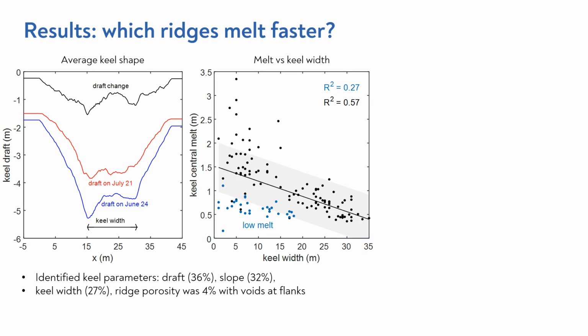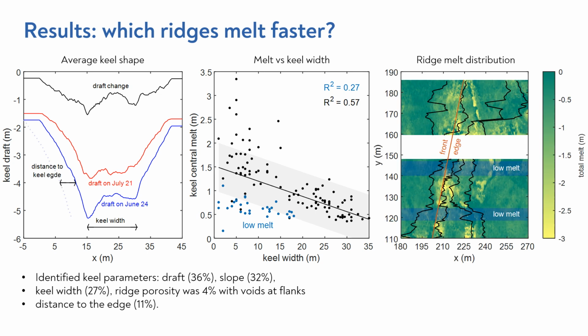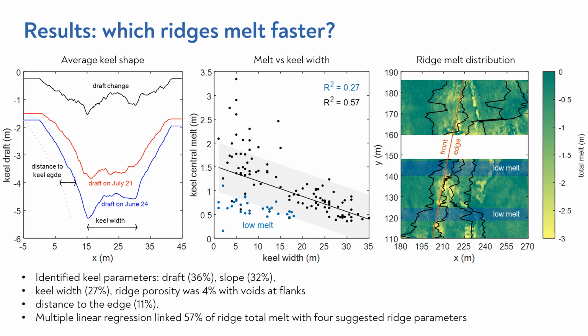We think that this is related to ridge consolidation, which is typically stronger for wider ridges. We also observed that ridge cross-sections located further away from the ridge front edge melted much less. Overall, we linked 60% of ridge melt variability to these simple parameters.